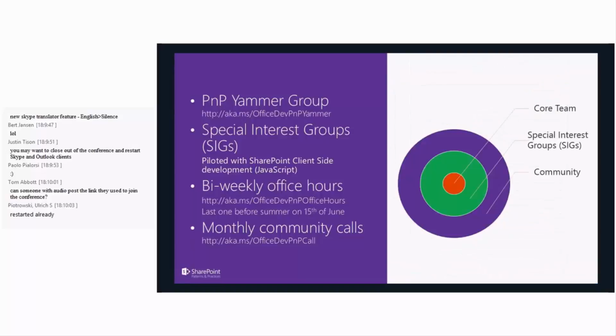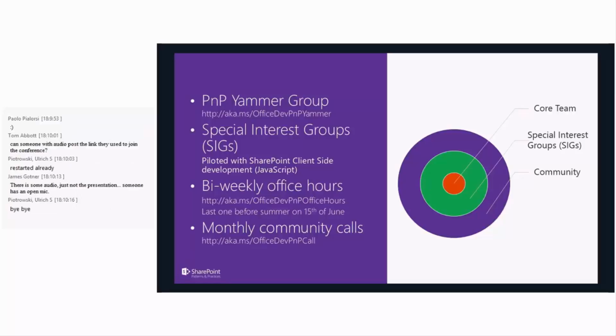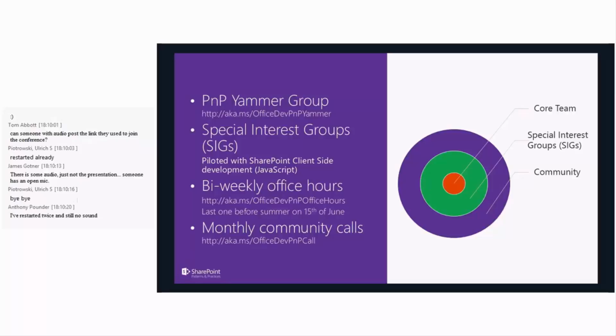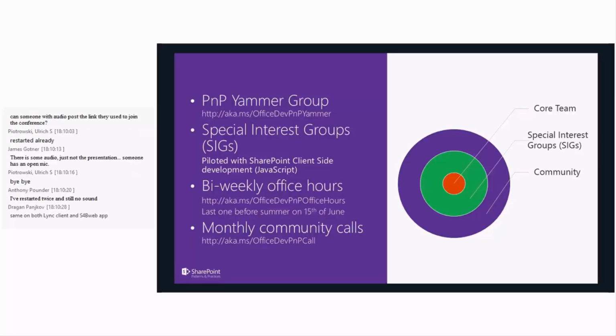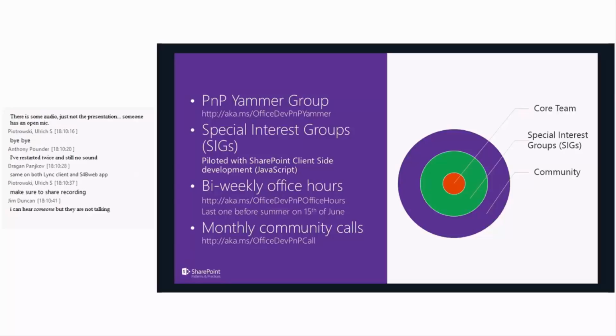A quick clarification also from a PnP program perspective. We do have a PnP Yammer group, which is the most active dev group in the Office 365 network, like mentioned. We are now piloting special interest groups, which are more specialized groups where a group of people talk about specific things. For example, we're piloting this with JavaScript development, where this virtual team is creating the client-side core component for JavaScript. And there are also weekly calls where we talk about client-side development in general, including the upcoming SharePoint Framework.